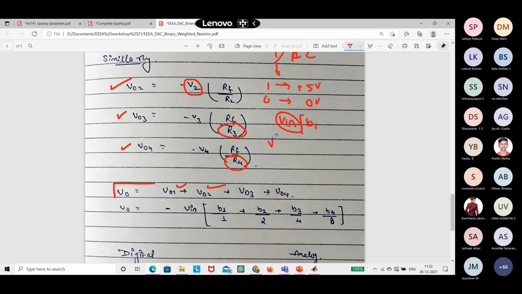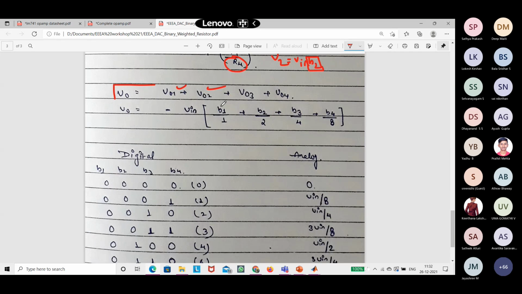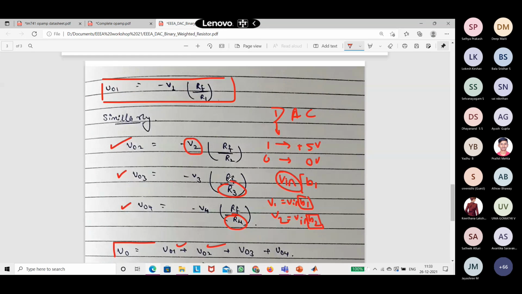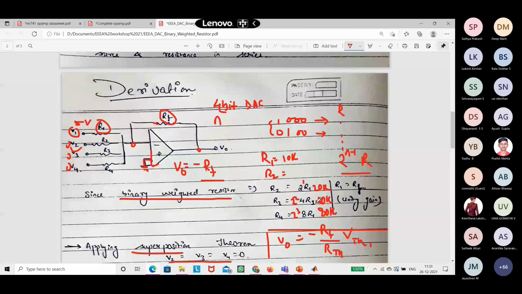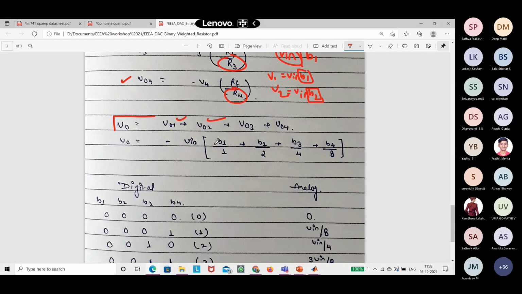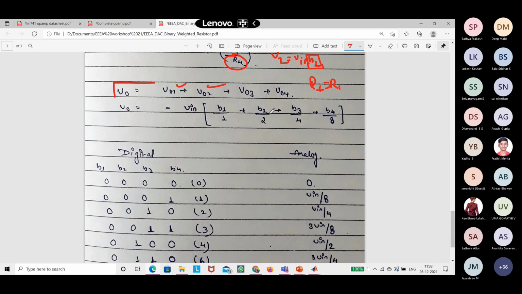So V1 equals V in into B1, right? V2 equals V in into B2. So I could set the value of B1 and B2 and decide whichever voltage source is acting. Since it's a weighted resistor, we have R1, R2 equals 2 times R1, R3 equals 4 times R1. We'll put it over here, and I have considered it as a unity gain, so basically RF equals R1, but you could change that as well.